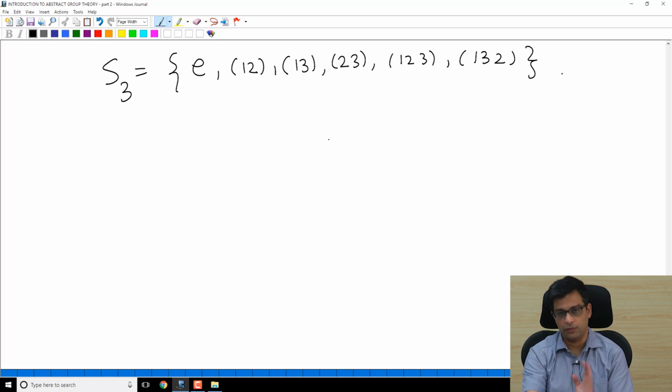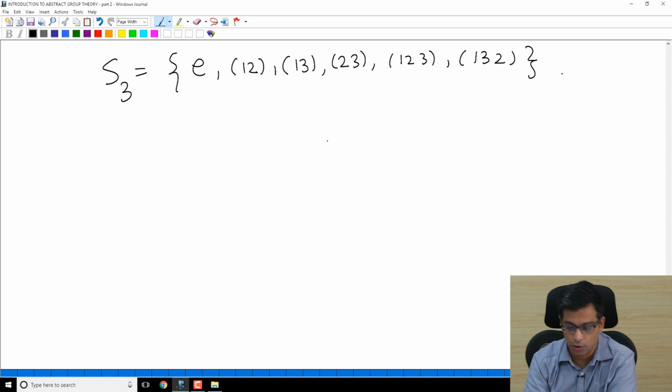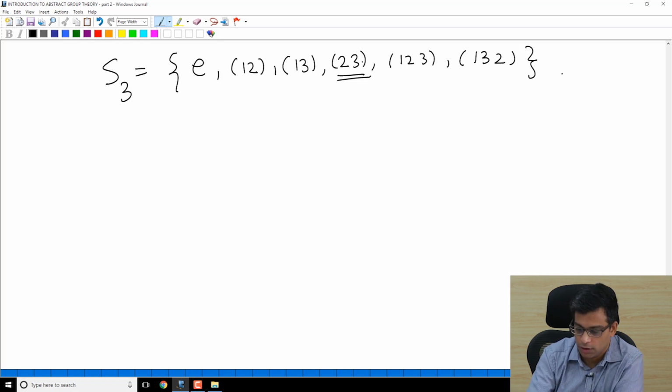Earlier I was calling them F1, F2, F3, F4, F5, F6, and if I just tell you what is F2, you have no way of remembering it, right? You have to go and see where we have defined F2 and see what it is. Now it doesn't matter, I can forget that earlier notation. If I consider for example the function (2 3), it's clear that it sends 2 to 3, 3 to 2 and 1 to 1. (1 2 3) sends 1 to 2, 2 to 3, 3 to 1 and so on.